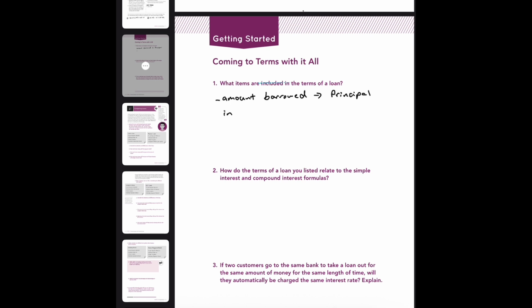They include the interest rate. It includes the length of time, which we often will refer to as term length. And then the type of interest. So thinking back from our last lesson, the simple versus compound interest, the type of interest we'd be looking at.